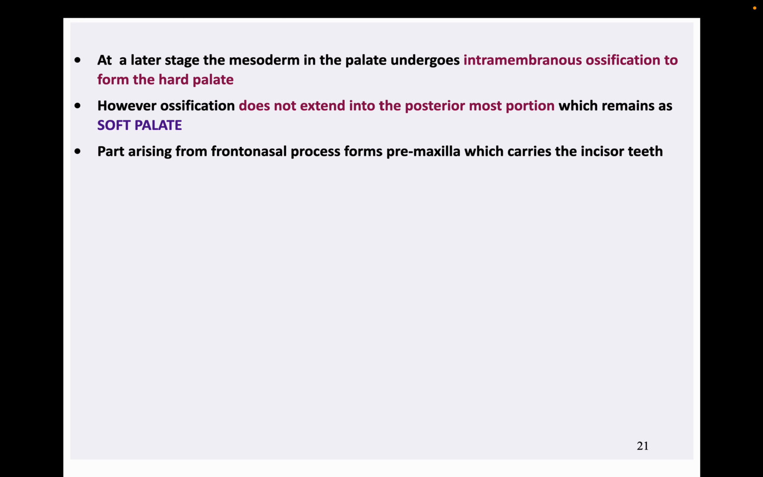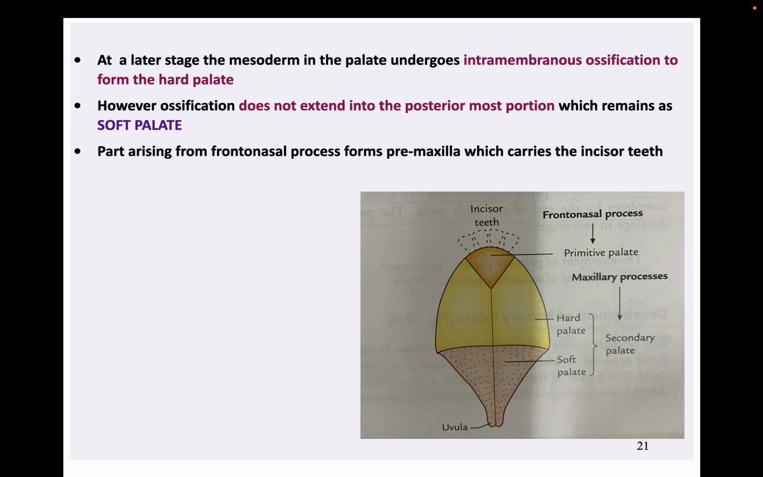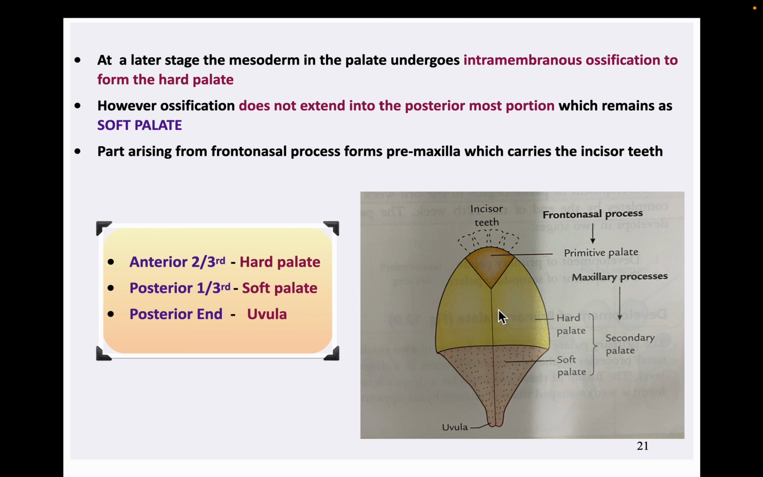At a later stage, the mesoderm in the palate undergoes intramembranous ossification to form the hard palate. However, the ossification does not extend into the posterior-most portion, which remains as soft palate. The part arising from the frontonasal process forms the premaxilla, which carries the incisor teeth. You can see here. So what is the result? The anterior 2/3 portion becomes the hard palate, the posterior 1/3 becomes the soft palate, and the posterior-most is the uvula.